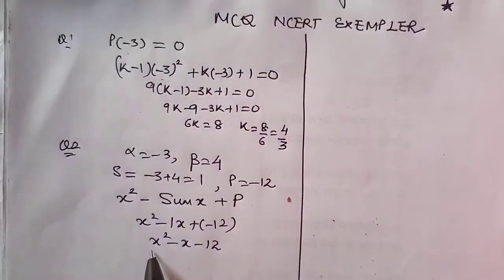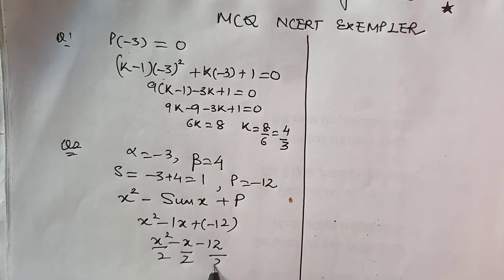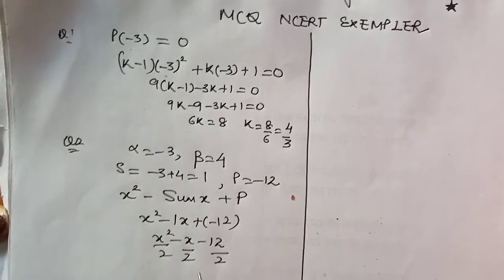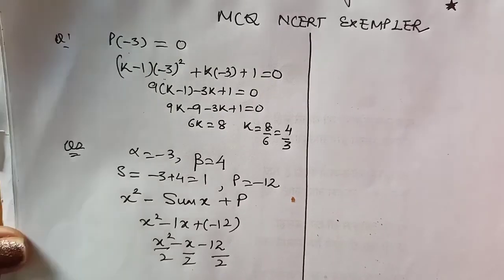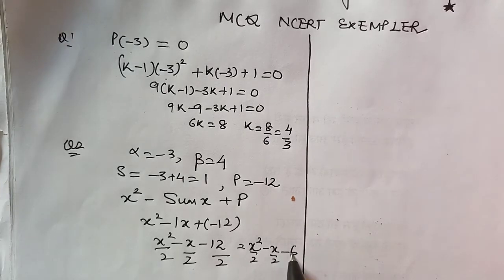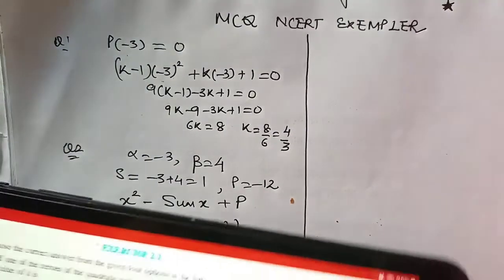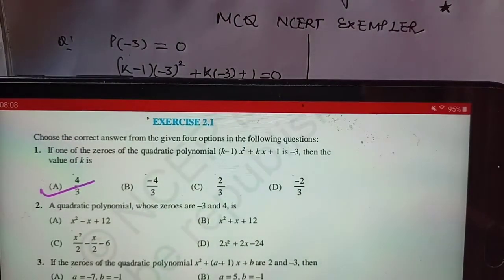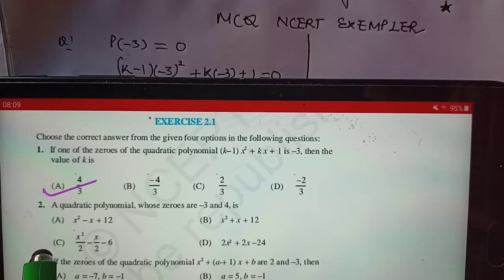See, if I divide all of them by 2, you know that I can divide by a constant. It does not make a difference to the zeros of the polynomial, okay? So this gives you x square by 2 minus x by 2 minus 6. Alright. Now, this seems to be matching my option C.